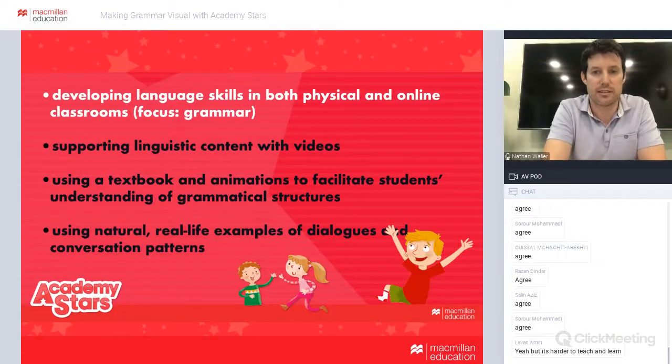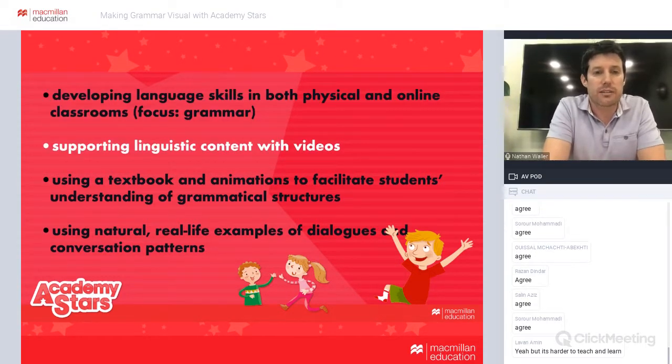Okay, so a nice little warm-up introduction while we waited for a few more people. These are the things we're going to look at today. Our focus is on grammar. We're going to look at developing language skills in the physical and online classroom. We could look at many things within Academy Stars. We could look at critical thinking or writing or phonics, but we're focusing on grammar in this session.